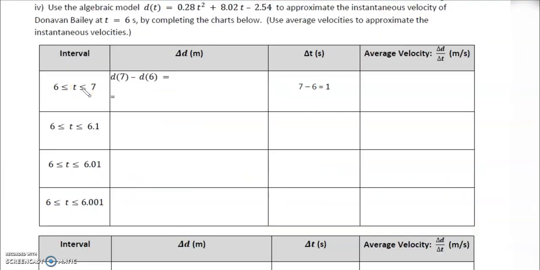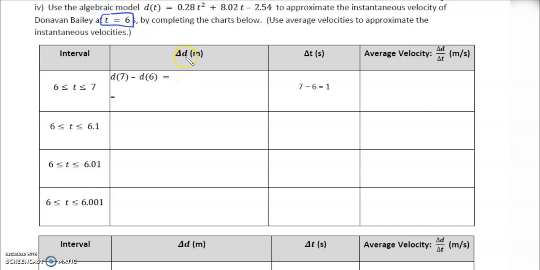Okay, number 4, use the algebraic model d of t equals 0.28 t squared plus 8.02 t minus 2.54 to approximate the instantaneous velocity of Donovan Bailey at t equals 6 seconds. So now let's actually solve for this by completing the charts below. What we're going to do is use average velocities to approximate. So this is what we're going to be doing.